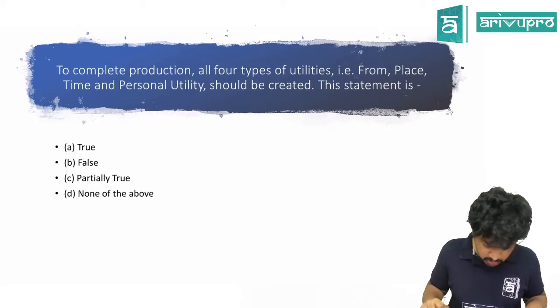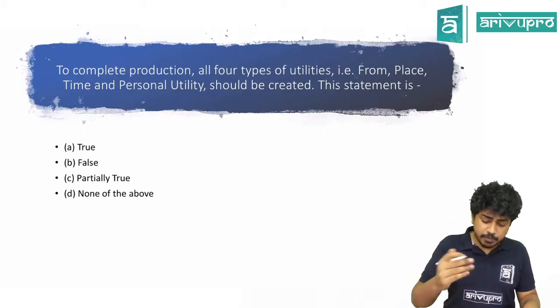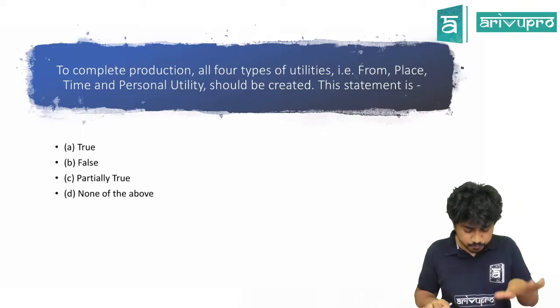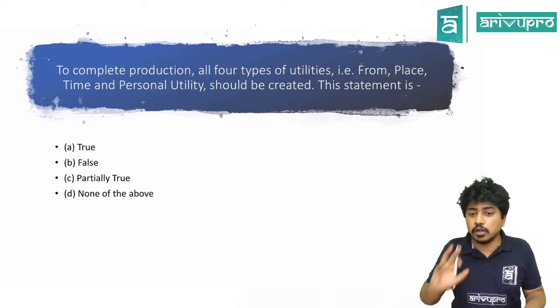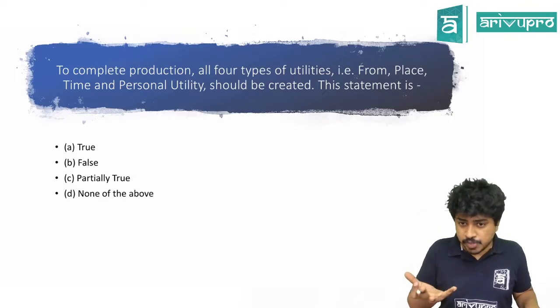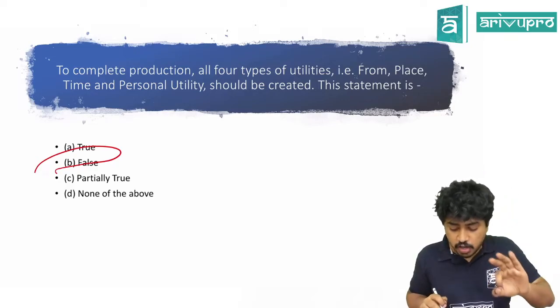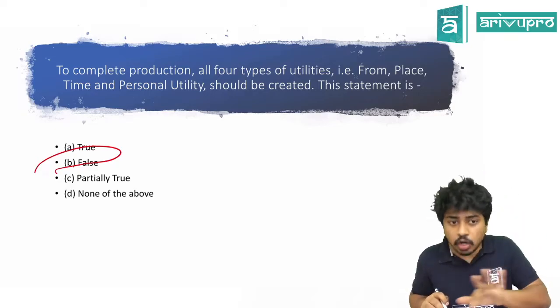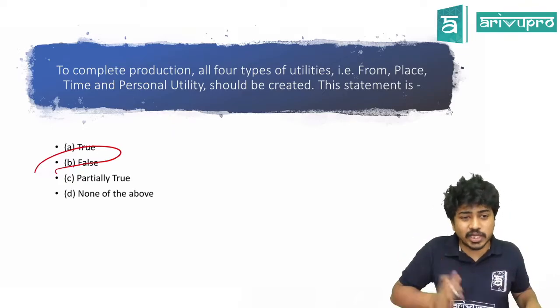To complete production, all types of utility, that is place, form, and personal utility, should be created. True or false? Not compulsory, so the answer is false. You need not go through all the forms of utilities. You can choose whichever depending on the case.